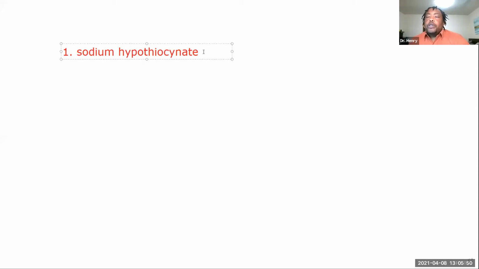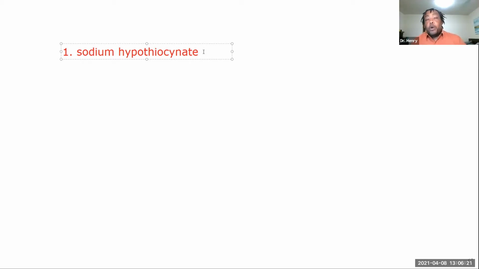So the Roman numerals are used. Well, let's talk about when you don't use Roman numerals. That's easy. If your metal is in group 1 or group 2, or if your metal is aluminum, you're not going to use a Roman numeral. So you do not use a Roman numeral for sodium or calcium, because they're in group 1 and group 2.